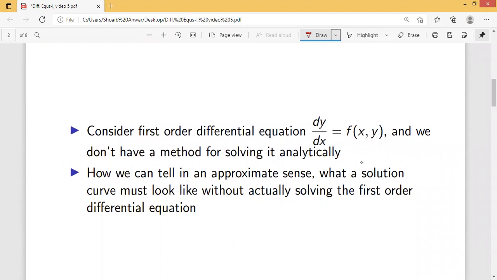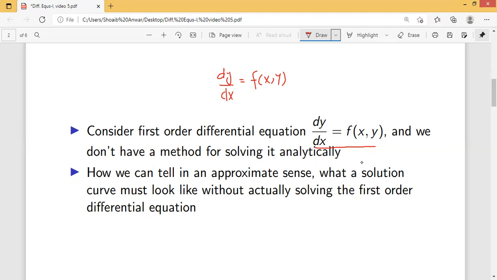Now, before defining the direction field, let's see why we are interested in direction field and how the direction field can be helpful for us. You know, a first order differential equation can be written in this form, that is dy by dx is equal to some function of x and y. This is the general form of first order differential equation.